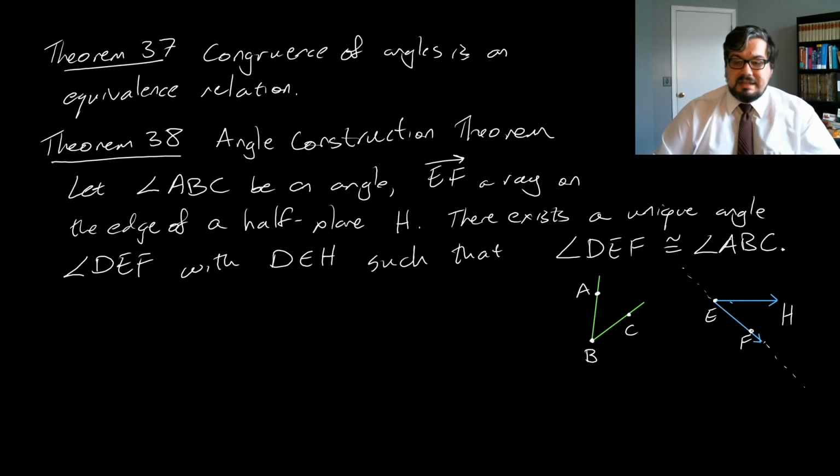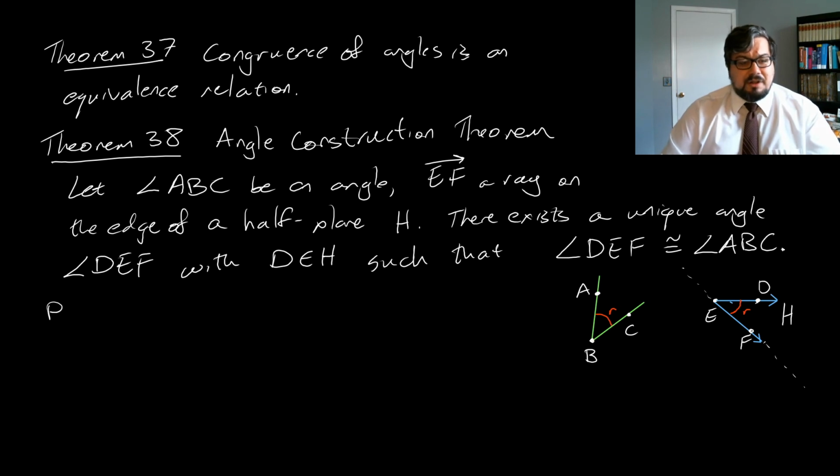Now the proof for this is pretty straightforward. The angle ABC has some measure R. Then by the angle construction postulate, there's going to be a unique ray ED such that this angle DEF has the measure that we want. And that's pretty much all there is to it.